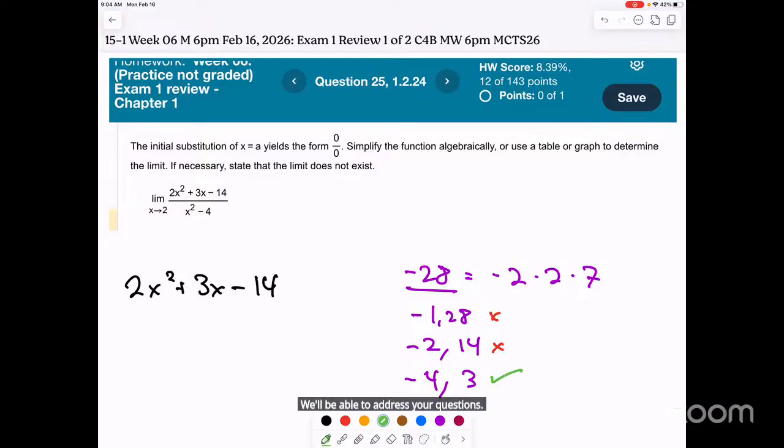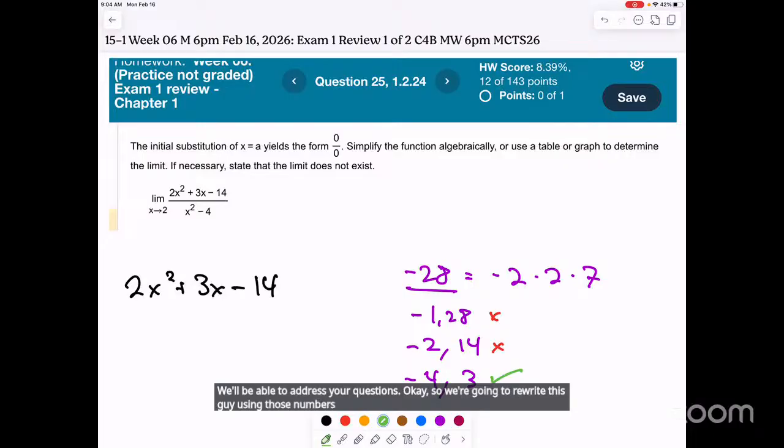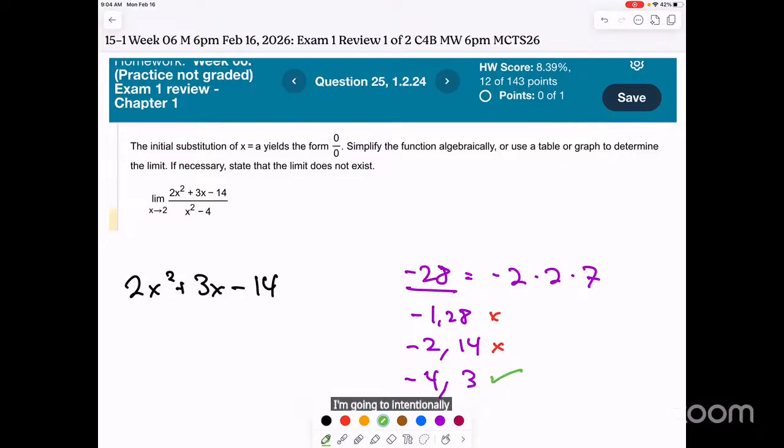Okay. So we're going to rewrite this using those numbers we just found. I'm going to intentionally put the 4 next to the 2 and the, let me think about this. Oh, wait a minute. Wait a minute.